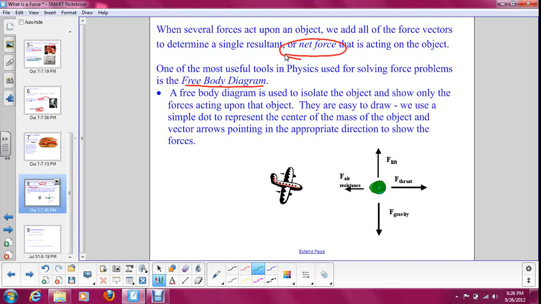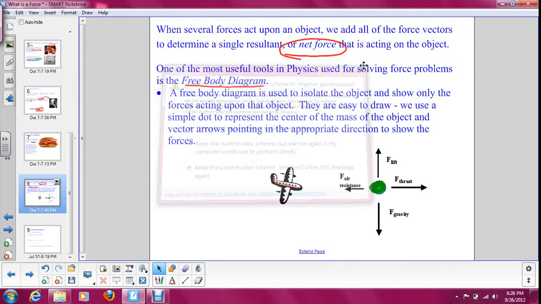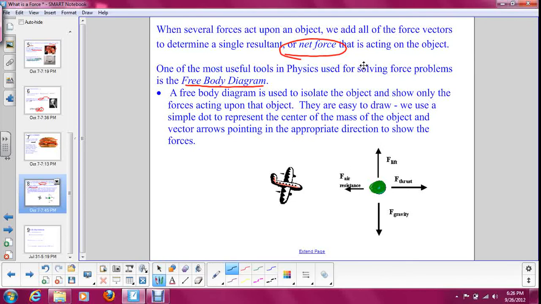After you make your dot, you use arrows to represent force vectors of what forces are acting on that object. So for this picture, we have an airplane, and it's flying, and we want to know what the net force is on this plane. So we draw the dot over here, which represents the plane's mass, and we add forces. Gravity is always pulling down, so we have the force of gravity here.